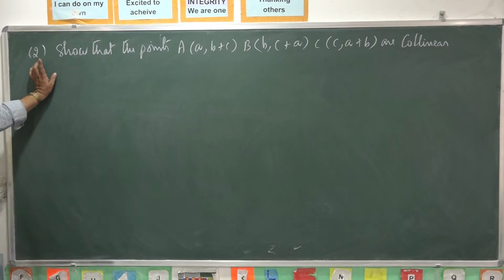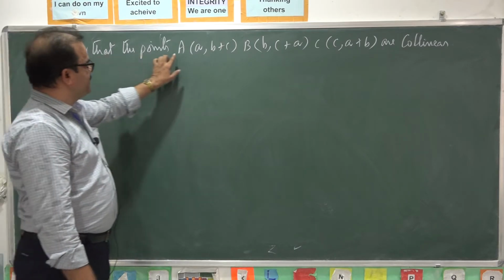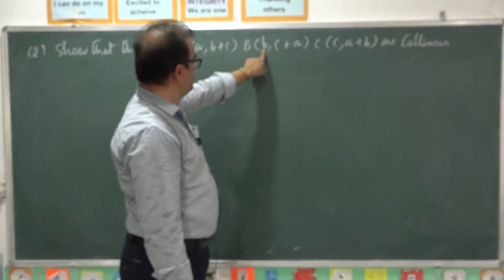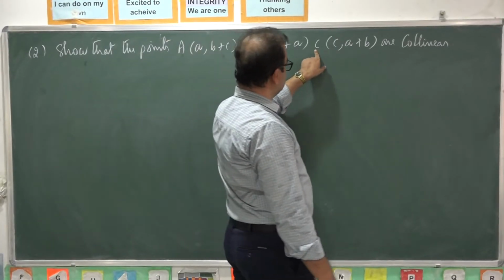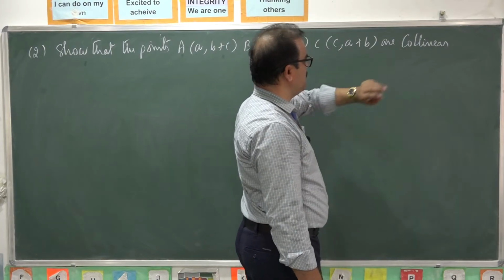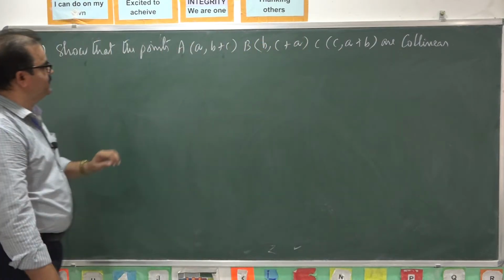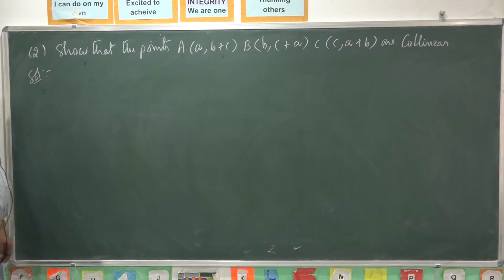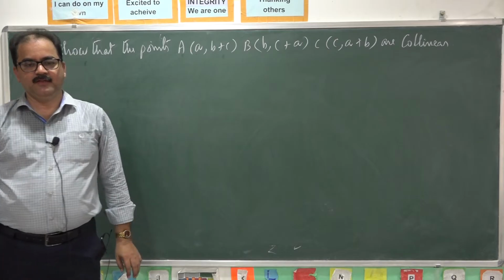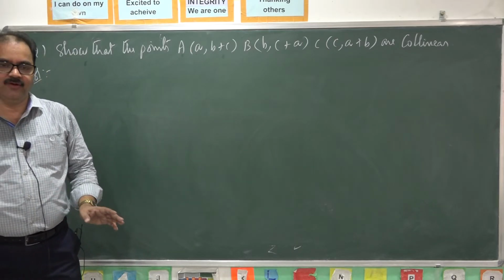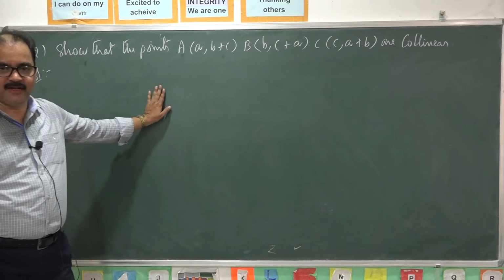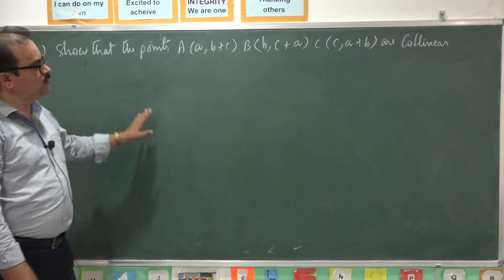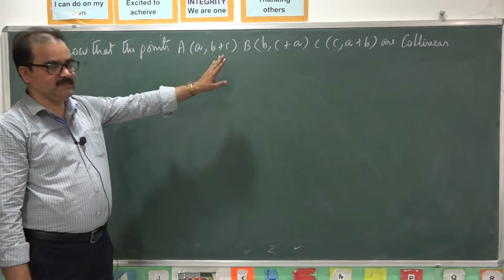Next, second problem. Show that the points (a, b plus c), (b, c plus a), (c, a plus b) are collinear. We know from geometry that three points are said to be collinear if the area of the triangle formed by these three points is 0. Now we equate the area of this triangle to 0.